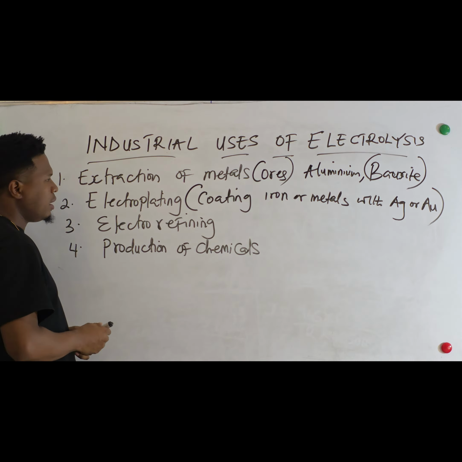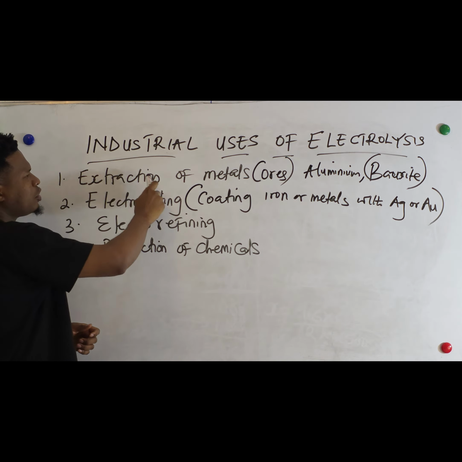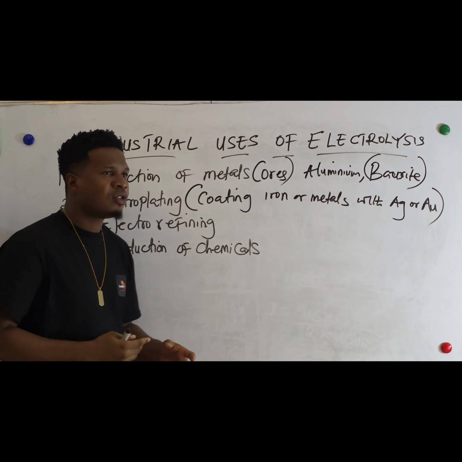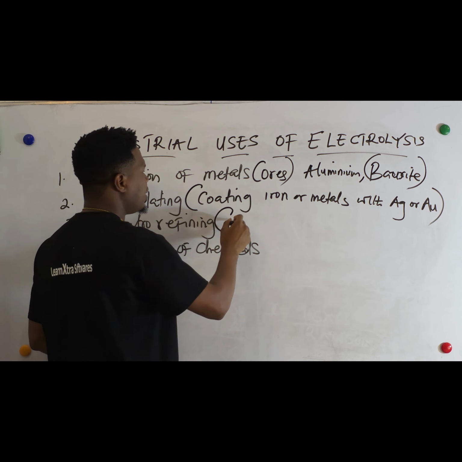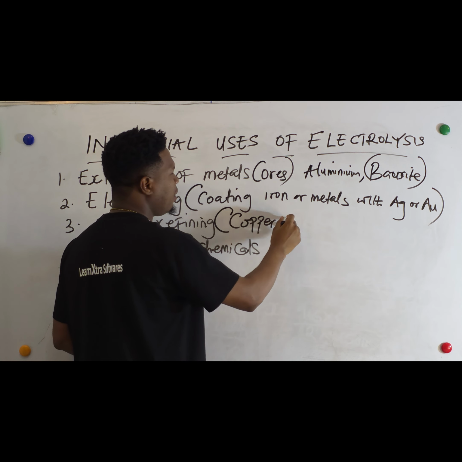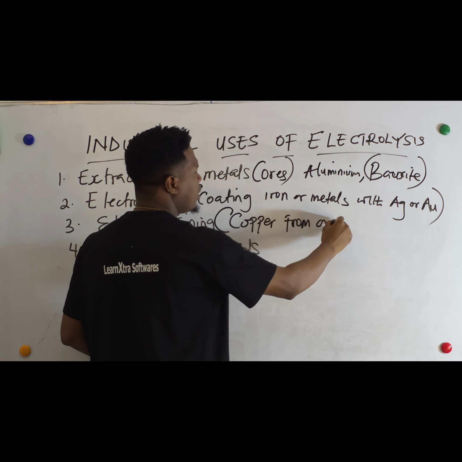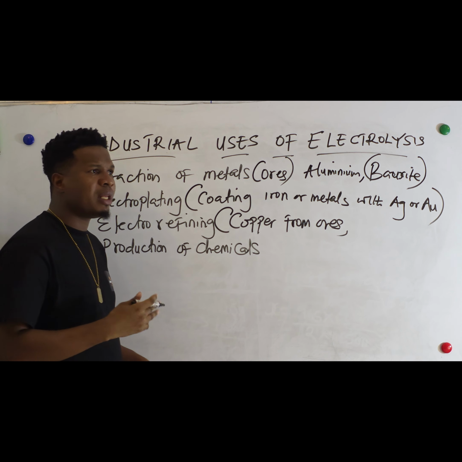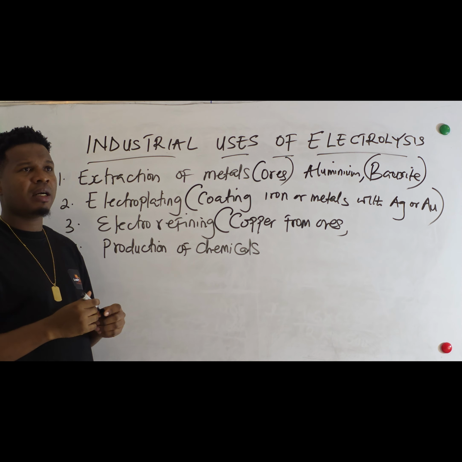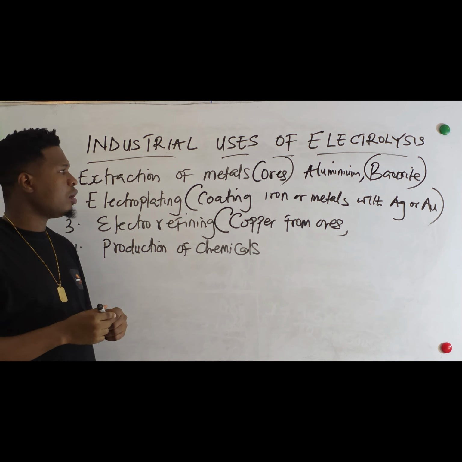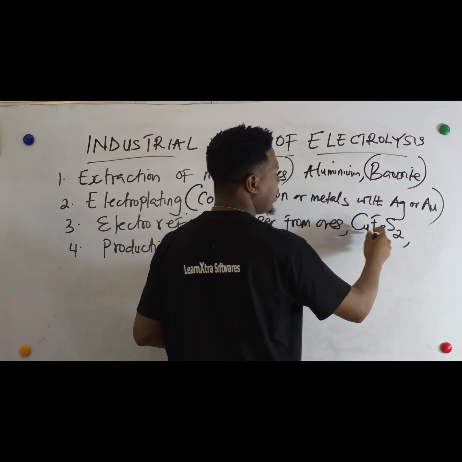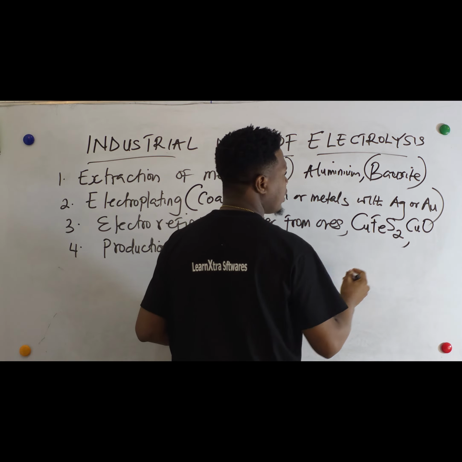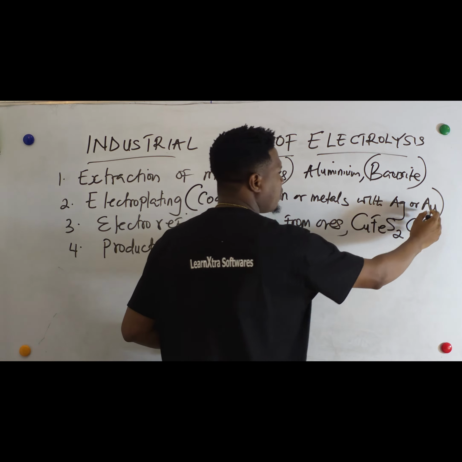The next one is electrorefining. Electrorefining is also like extraction, but it's different. With electrorefining, we normally refine copper from its ores. The ores of copper, there are so many. You have the chalcopyrite and the rest of them. I think these are some of the ores. You can see copper in this form. This is one of the ores. You can also get it from copper oxide. So these are where you can find copper, and you can extract it from these ores.